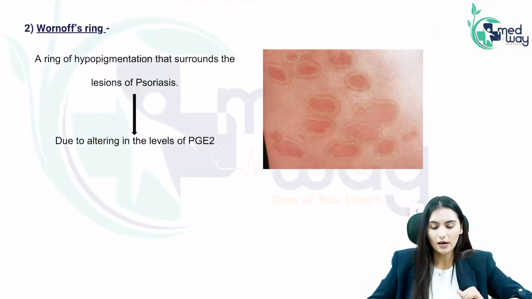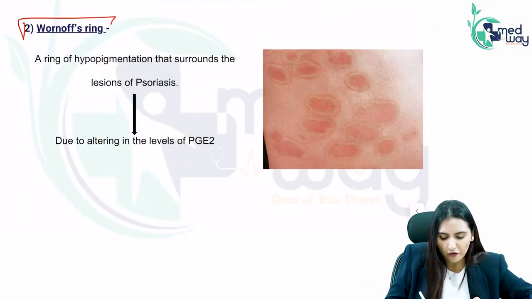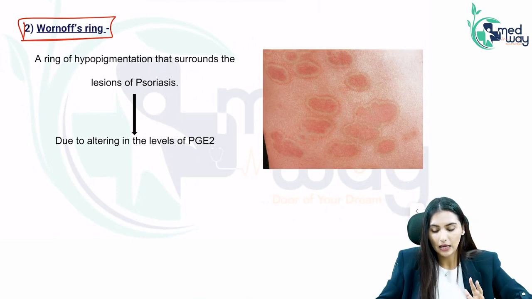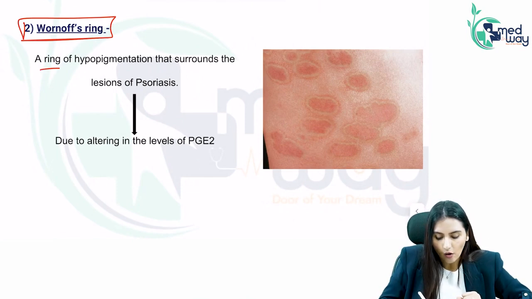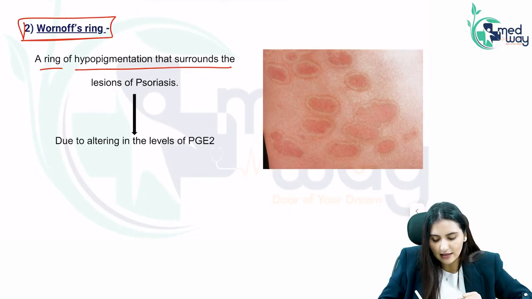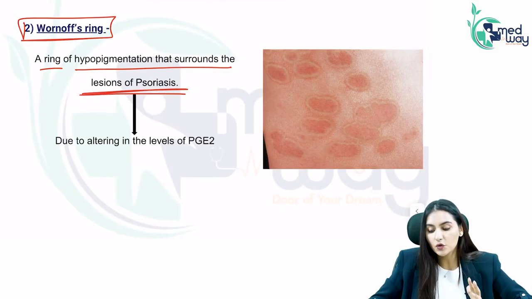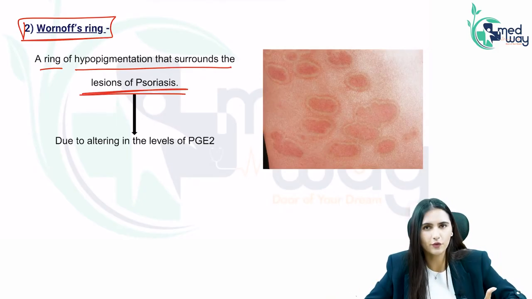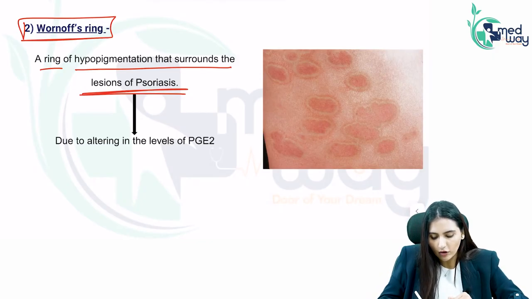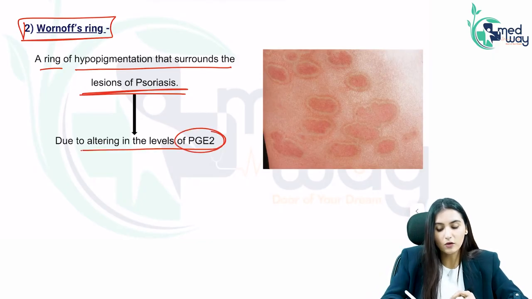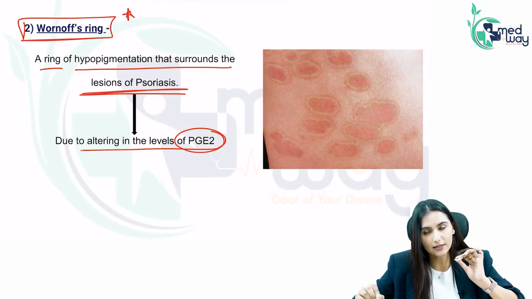Now, there's something called Woronoff's ring. What is a Woronoff's ring? It is a ring of hypopigmentation that surrounds the lesion of psoriasis. This is usually seen in the healing lesions of psoriasis, and it is because of alteration in the levels of PGE2. But this is also a named thing that you see in psoriasis, a Woronoff's ring.